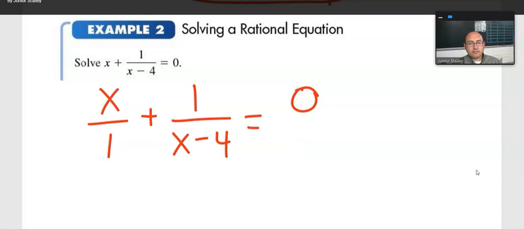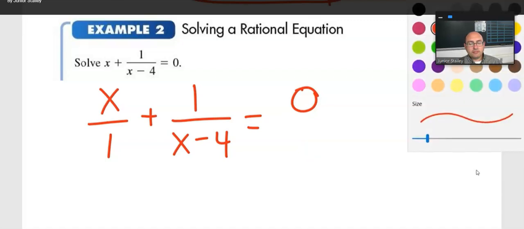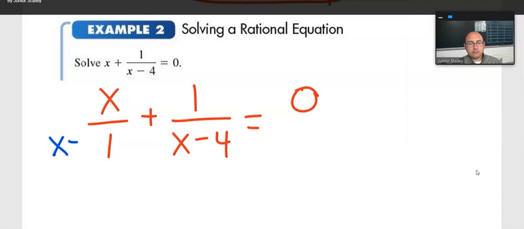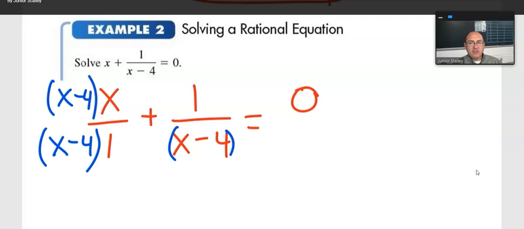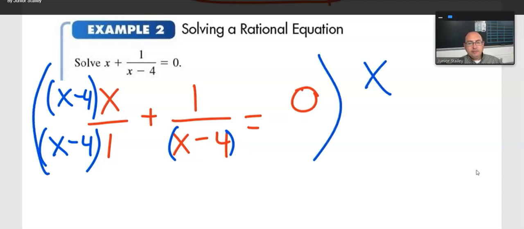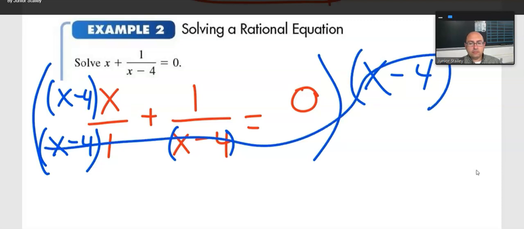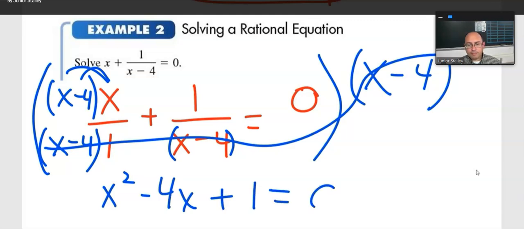You can look at this and you can say, okay, what's this denominator missing? This denominator is missing an x minus 4. You got to realize that x minus 4 and x are separate things. And so if you were to multiply the entire thing by the common denominator x minus 4, this would cancel with all your denominators, giving you x squared, because I'm going to distribute that, minus 4x plus 1 equals 0.